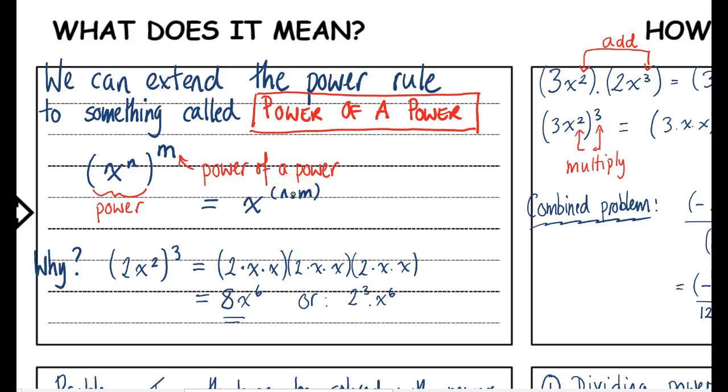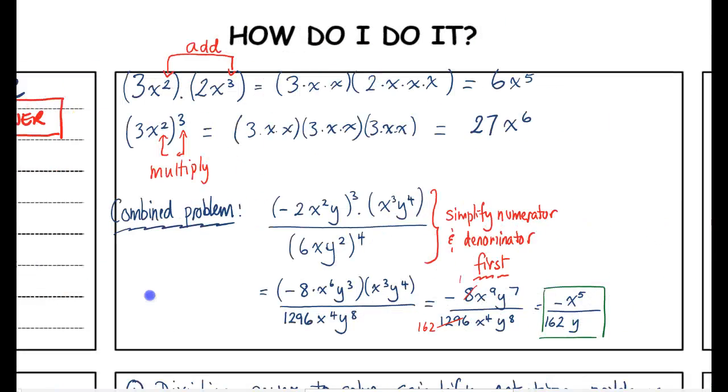So if we have a power of a power, then what we do is we multiply the exponents together. We don't add them. If you're ever unsure about what to do, the best thing to do is to write it out in full like this. So here we have 2x squared cubed. So 2x squared looks like this, 2 times x squared, and this cube means we have 3 of these brackets all multiplied together. And when we simplify this, 2 times 2 times 2 is 8, and we've got 6 x's here, so 8x to the power 6, or 2 cubed times x to the power 6. Either way is fine. Again, I've got some examples here for us to look at.